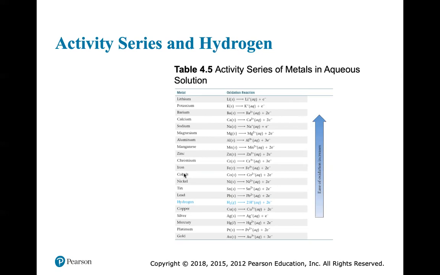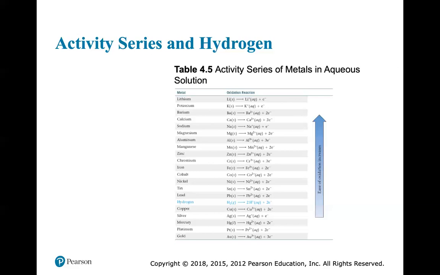I don't expect you to memorize this. I'll allow you to use the activity series in the exam, but it is important to understand how it works. How do you read it? And that's why I'm explaining to you. Here it's metals, right? But here we have oxygen. That's why it is highlighted as blue. It is not a metal. It's the only element on the activity series which is not a metal. But here are the metals. You got to pay attention.